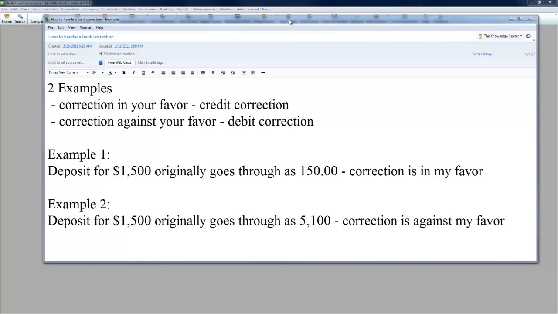Enterprises Incorporated, bringing to you another special screencast. This time we're talking about QuickBooks and how to handle a bank correction or a bank error correction.